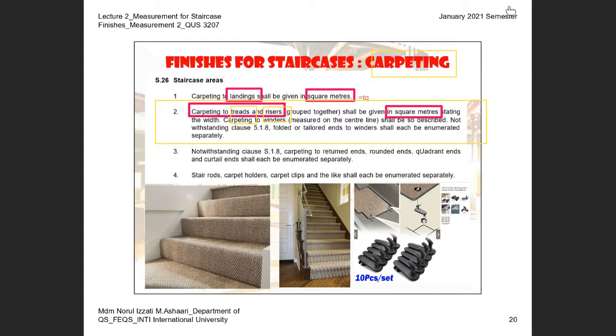Okay, and then this is the example. Look at this example of fitted carpeting. That means when you measure the area of this riser, you have to take the length times the height. So you get the area. You can only take 1.2 here, this is 1.2, and then times the height of your riser. If you need to measure the tray, you have to take the length and measure the horizontal width of your tray. This is the difference between carpet and the finishes for the staircase.